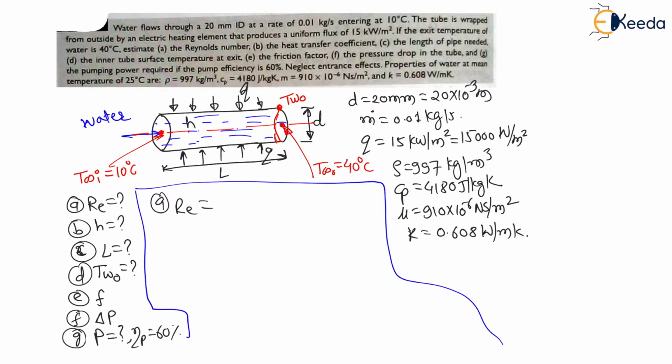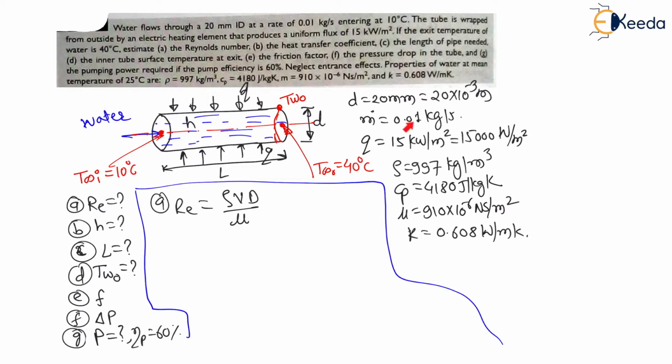Now my dear students, for flow through a pipe, the Reynolds number is rho VD upon mu. This is the formula to find the Reynolds number. Here the density of water is given, the velocity of water is unknown, so we have to calculate it. The diameter is known as well as the viscosity, but the velocity is unknown. So before calculating the Reynolds number, first we have to calculate the velocity of water. Right. So let us find the velocity.